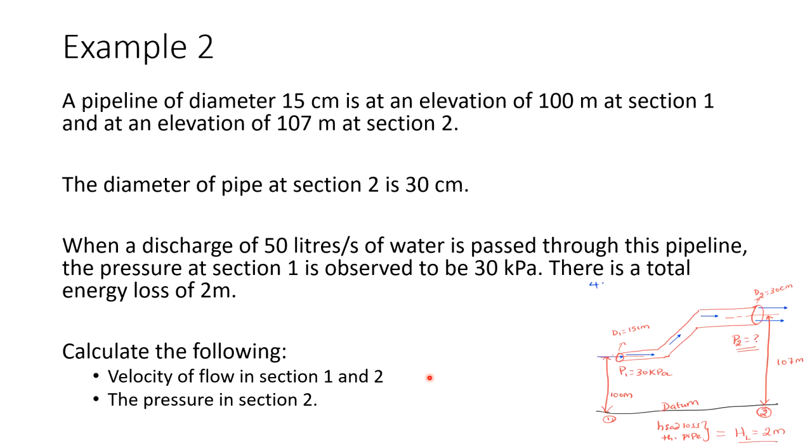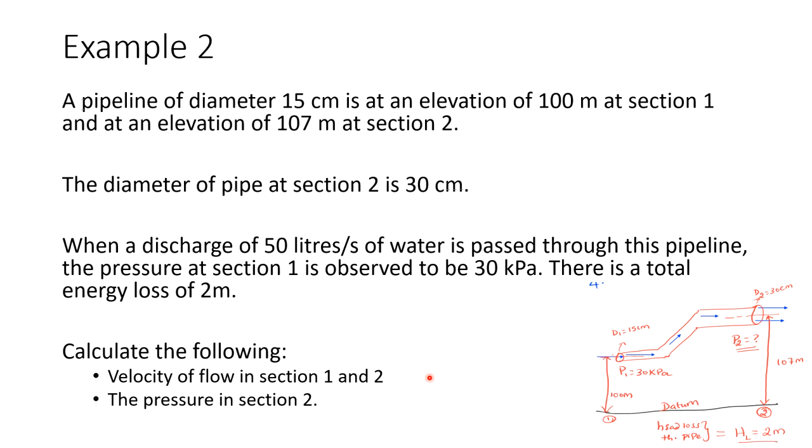So what do we have here? There is a pipeline of diameter 15 centimeter at an elevation of 100 meter at section 1, which I've just drawn over here. We have to convert the diameter into meters, and it is at an elevation of 100 meter.